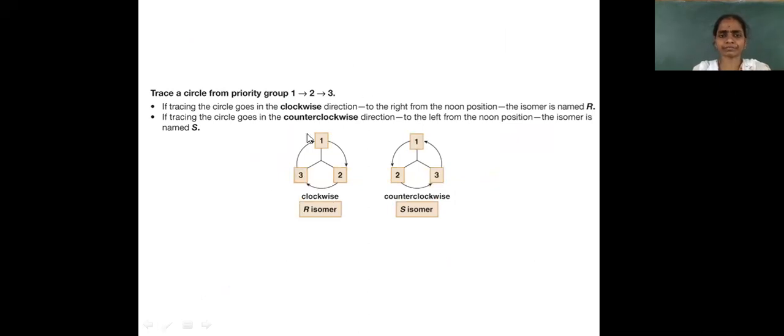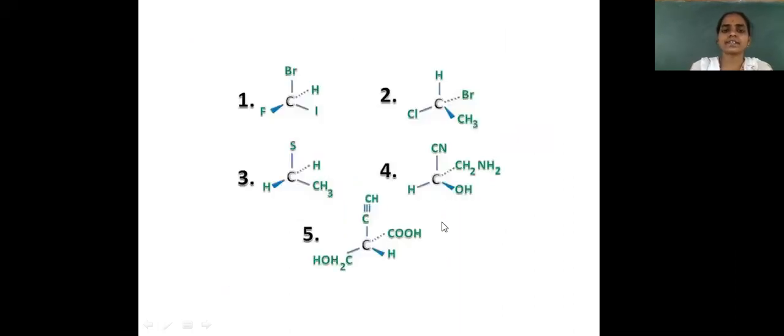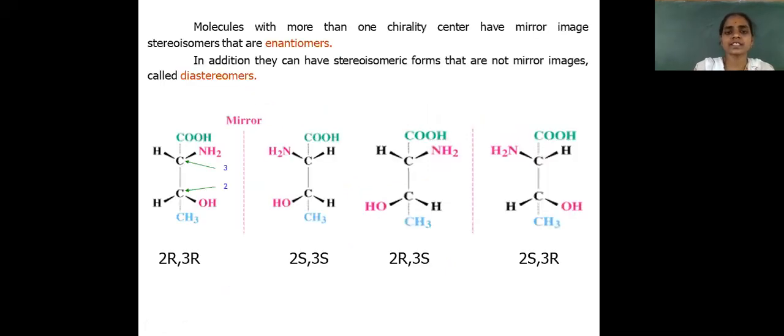So after assigning the priorities, if it shows a clockwise orientation, that is called the R configuration, and if it shows an anti-clockwise orientation, that is called the S isomer. So based on the orientation, clockwise is called R and anti-clockwise is called S. These are some examples showing R and S.